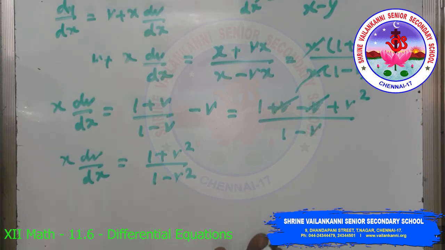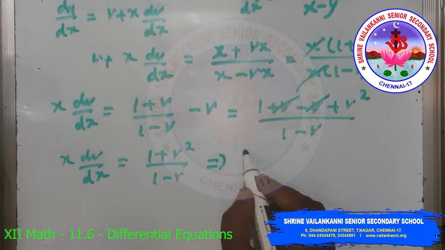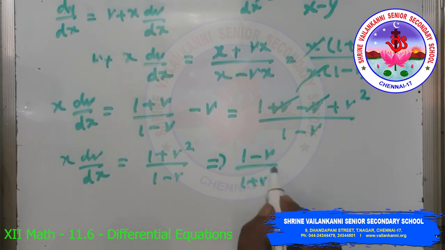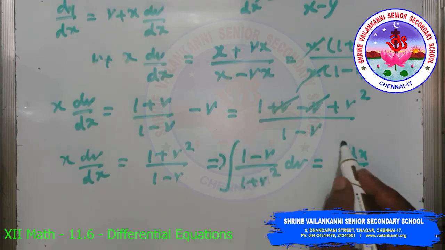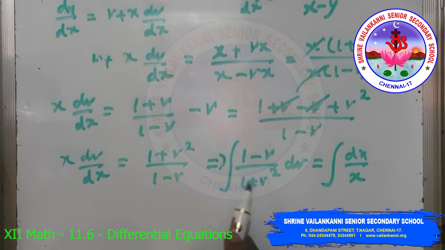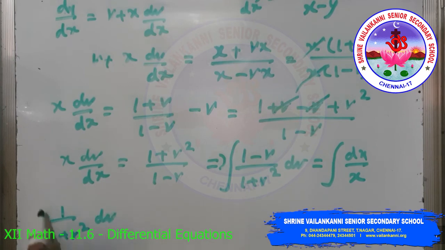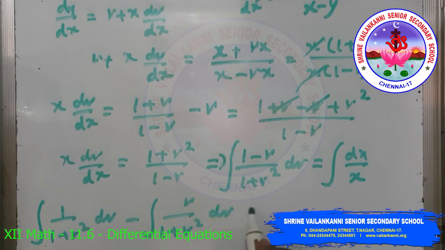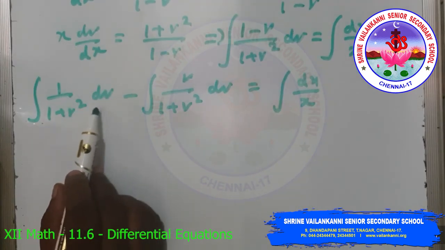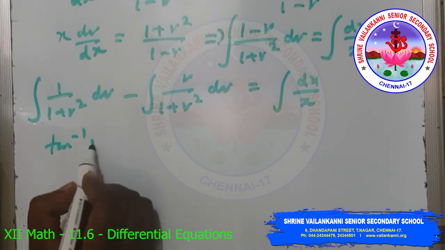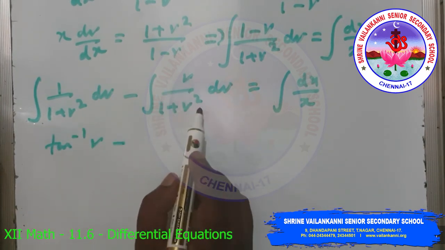So separating the variables, so we have 1 minus v by 1 plus v square of dv, which is equal to dx by x. So integrating both sides, so we have to separate this integrand. 1 by 1 plus v square of dv minus integral of v by 1 plus v square of dv, which is equal to dx by x. 1 by 1 plus v square of dv, which is tan inverse of v. So tan inverse of v minus, here we can use substitution method.